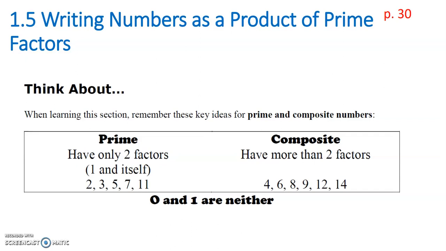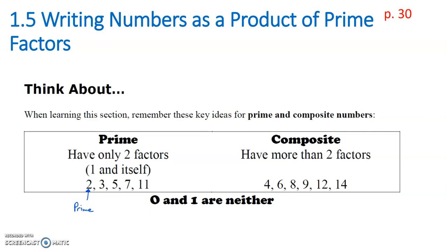In this section we can think about key ideas for prime and composite. Prime numbers have only two factors, itself and the number 1. Composite numbers have more than two factors. And it's good to note that the numbers 0 and 1 are neither prime nor composite. Another thing that's good to remember is this sneaky little guy right here, the number 2. Number 2 is your smallest prime number. So even though it's an even number, it is a prime number.